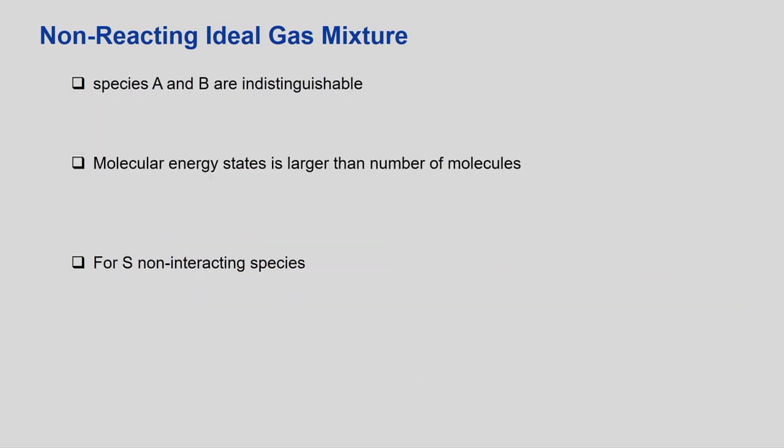But we know species A and B are indistinguishable. So, it means that I can separate out their partition function. So, I can write down Q of N_A, N_B. I can separate out the partition function. So, this will be nothing but the partition function for N_A number of molecules within the same volume multiplied by the partition function of N_B number of molecules within the same volume and temperature. Okay, the product of these two, because they are indistinguishable.